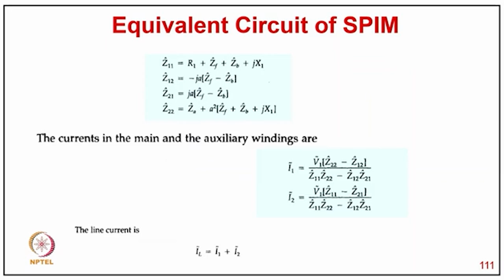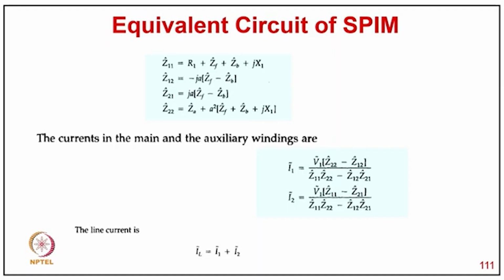Now we can say Z11 is R1 plus Z_F plus Z_B plus JX1, and Z12 is minus JA in bracket Z_F minus Z_B, and Z21 again JA in bracket Z_F minus Z_B, and Z22 is Z_A plus A square (Z_F plus Z_B) plus JX1. The currents in the main and auxiliary windings will be calculated from there: I1 equal to V1 in bracket (Z22 minus Z12) divided by (Z11 Z22 minus Z12 Z21), and I2 equal to V1 in bracket (Z11 minus Z21) divided by (Z11 Z22 minus Z12 Z21).